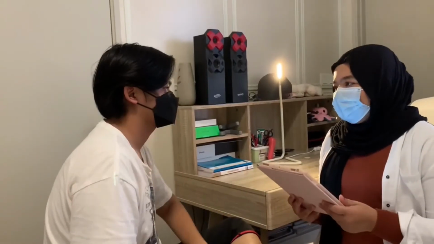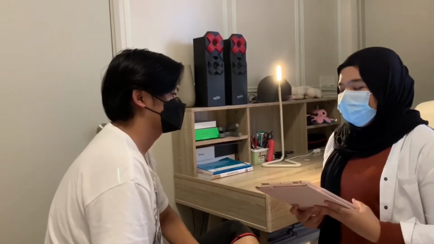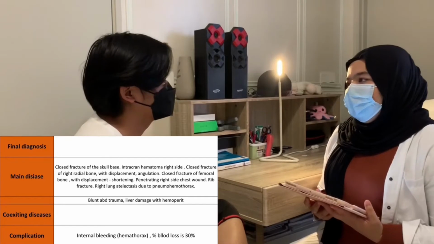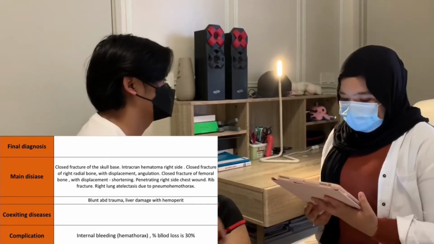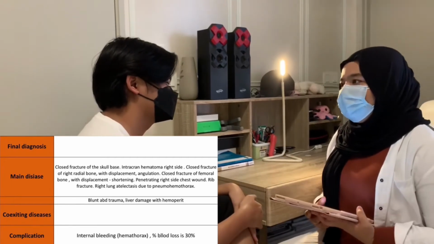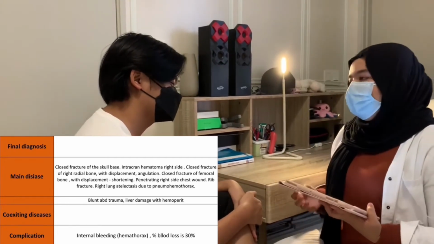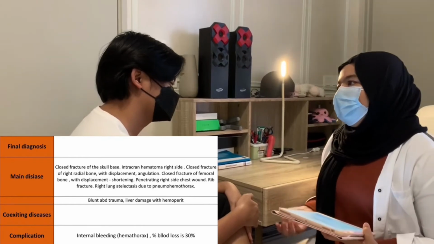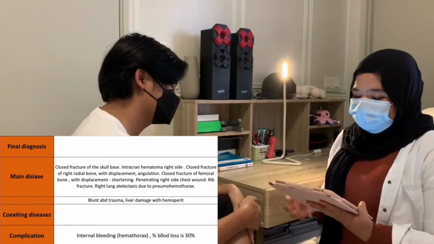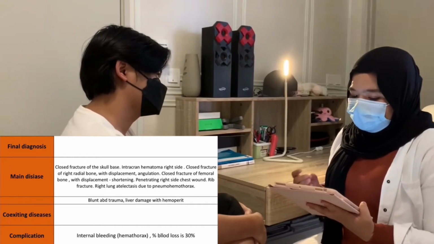The family of the patient, right, sir? So after all the tests that we have done to the patient, we have come to this final diagnosis, which is the patient has closed fracture of the skull base, and he also has intracranial hematoma on the right side. He also has closed fracture of the right radial bone with displacement and angulation. Also closed fracture of the femoral bone with displacement and shortening.